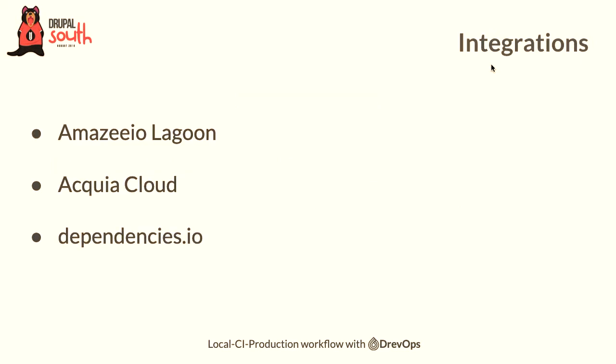I'm actually running out of time here, so I'm just quickly talking about Amazee, Lagoon, and Acquia Cloud integration. Talk about this dependencies.io integration. This integration allows you to have your composer log file assessed, say, every night, and if there is a new version of a Drupal module, the composer log will be updated, and a pull request will be submitted to GitHub.